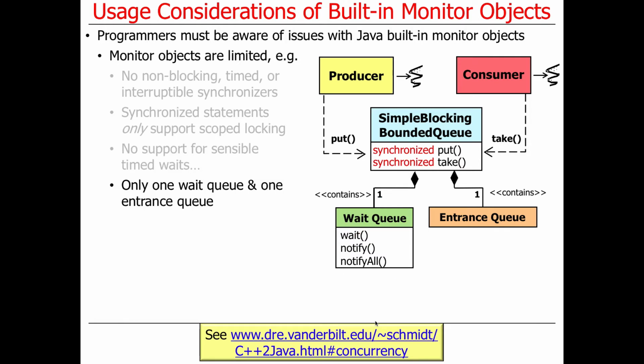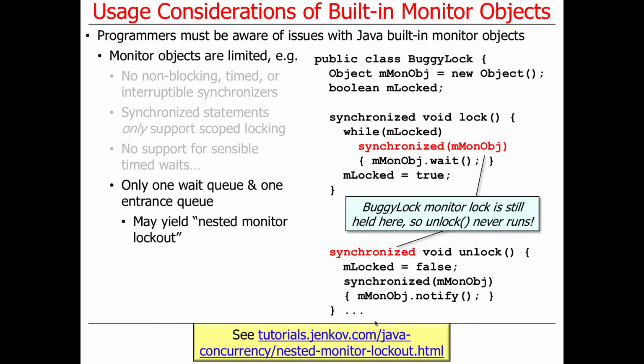There's also only one wait queue and one entrance queue. We talked about that before. That's one of the main limitations with a built-in monitor object versus what you would get using condition objects, because you can have multiple things. One of the consequences of only having one of these wait queues and one entrance queue is you can have what's called nested monitor lockout. You can read about it down here. Here's the problem in a nutshell.